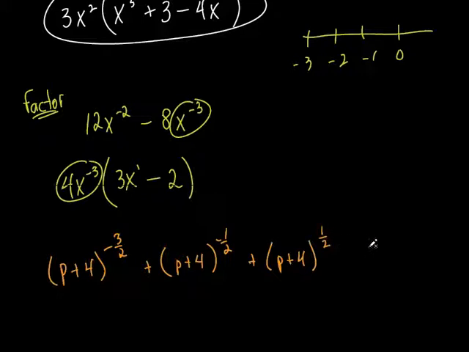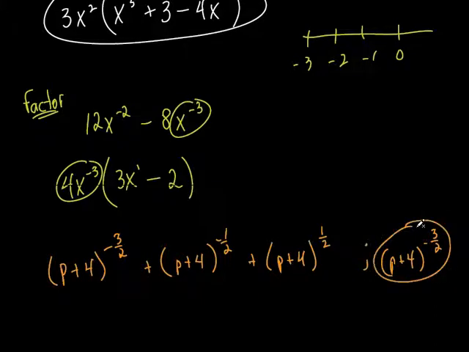And what they do is this. They put a little semicolon right here, and then after that they put P plus 4 to the negative 3 halves. So what they do is they say this. Here's the instructions. It says factor using the given common factor. So what do you think the given common factor is?